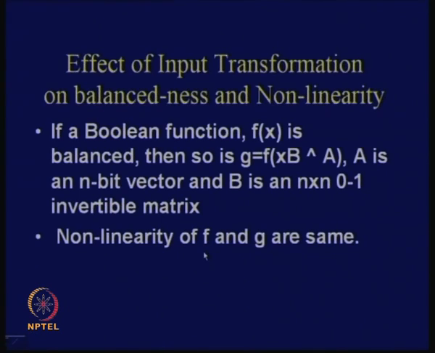So now we are addressing the issue of nonlinearity. There are some properties which we will address, but we will leave the proofs; for now just try to understand the insight. It says that if a Boolean function f(x) is balanced, then so is f(xB XORed with a), where a is an n bit vector and B is an n cross n 0 1 invertible matrix. So if f has a certain amount of nonlinearity, then doing an affine mapping on the inputs does not change the nonlinearity.